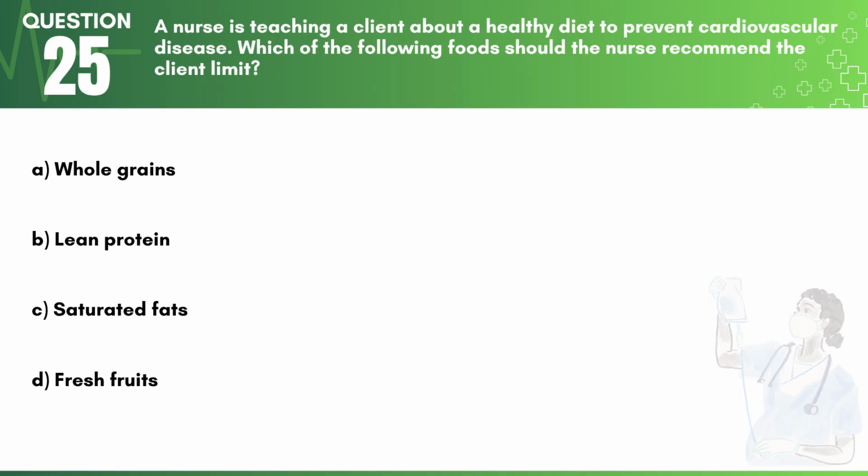Question 25. A nurse is teaching a client about a healthy diet to prevent cardiovascular disease. Which of the following foods should the nurse recommend the client limit? A. Whole grains. B. Lean protein. C. Saturated fats. D. Fresh fruits.